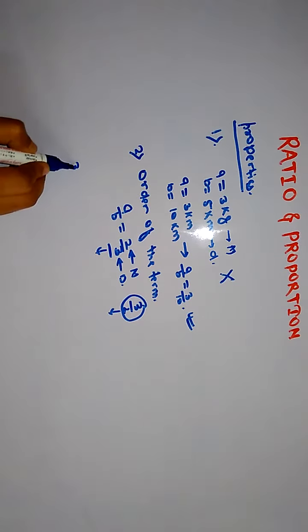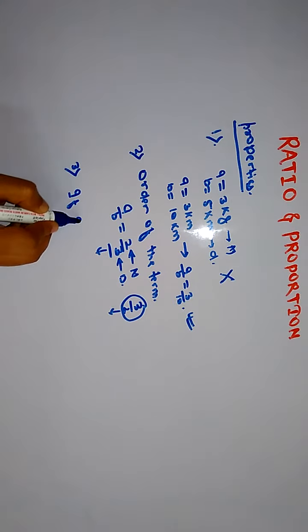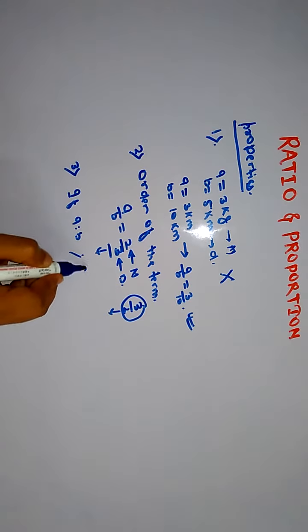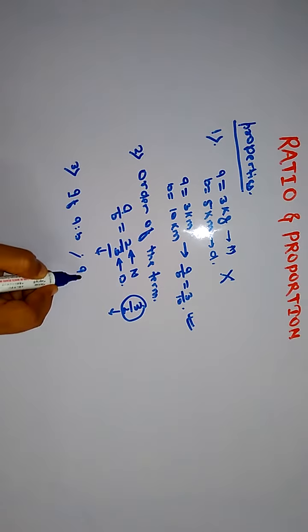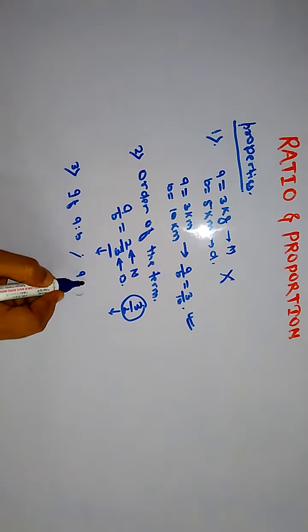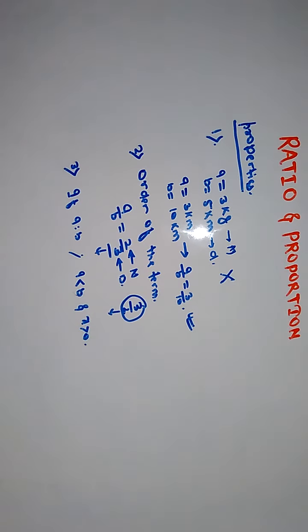And the third property: if I am saying a is less than b and x is greater than 0, then a plus x upon b plus x will be greater than a by b. This is very important.